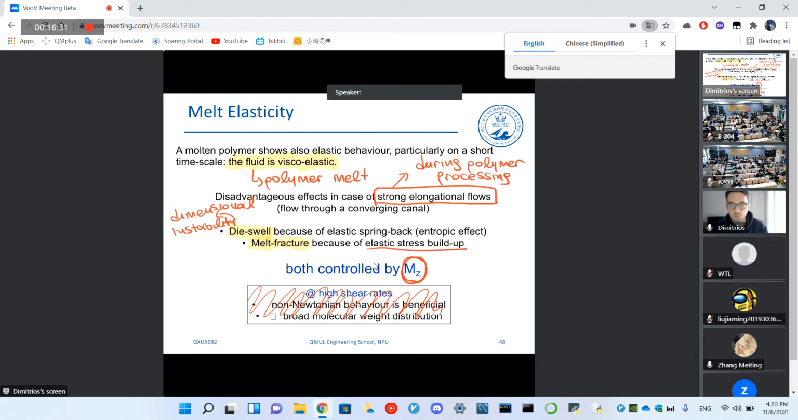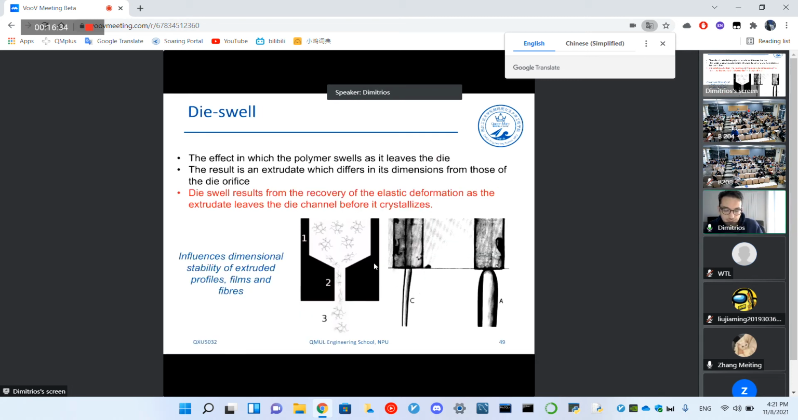Let's have a look at the die swell, essentially. We said already that it is the phenomenon in which the polymer swells as it leaves the die. So here, if we have water, and here we have polymer, you can see that the initial diameter ends up being much larger in the case of the polymer compared to the case of a liquid that is structurally stable. And the extrudate is the material that comes out from the extruder.